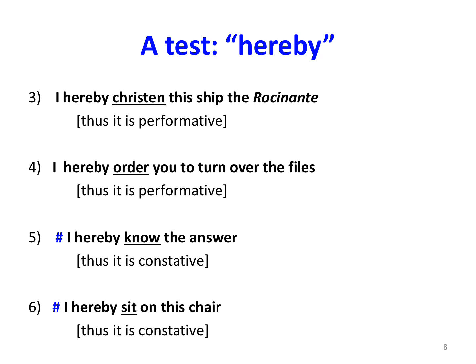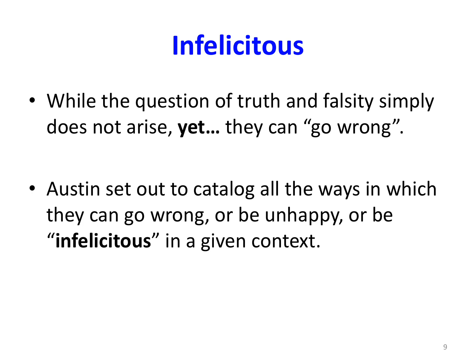Austin went on to suggest that although, unlike constatives, performatives cannot be true or false, given their special nature, the question of truth or falsity doesn't arise, but sometimes things can still go wrong when you're uttering them. He set out to catalog all the ways in which they can go wrong, or be unhappy, or be infelicitous.